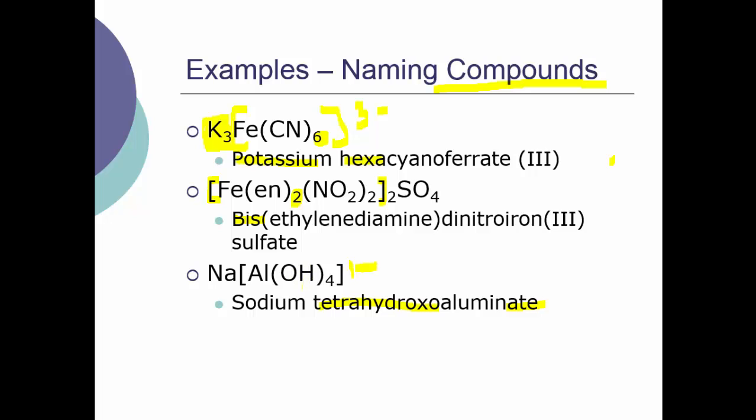Where's that going to come from? Each hydroxide has a 1 minus charge, so you're going to have 4 minuses here with the hydroxide. You've got a 3 plus for your aluminum. I know it's tough to see, so you get an overall 1 minus charge.